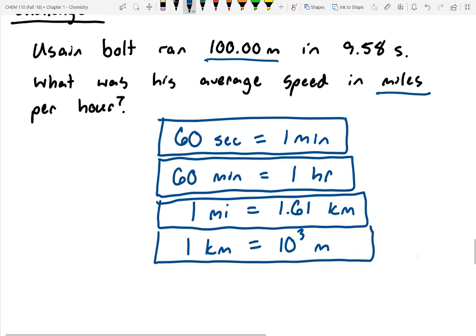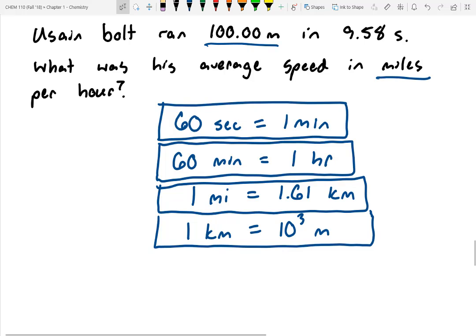And just to get you started too, let's write it out this way. He went 100.00 meters in 9.58 seconds. So that's going to be our first input value.